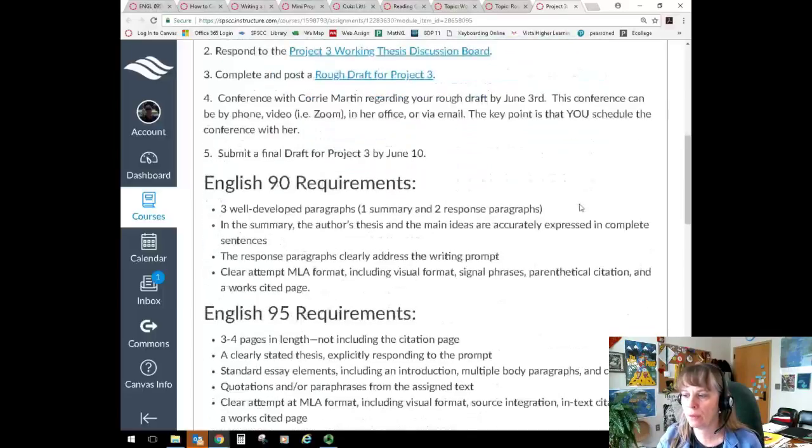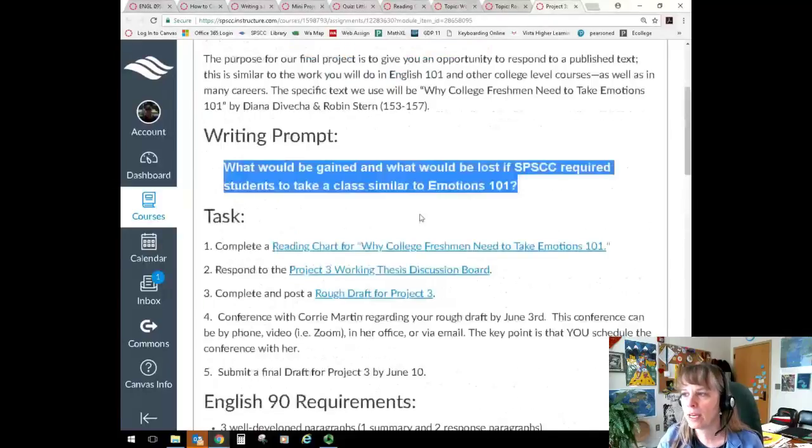You're going to end up writing about 3 pages if you're working at the 95 level. A couple of you working at the 90 level, you're going to do 3 paragraphs. So I'll have more to come on that draft.